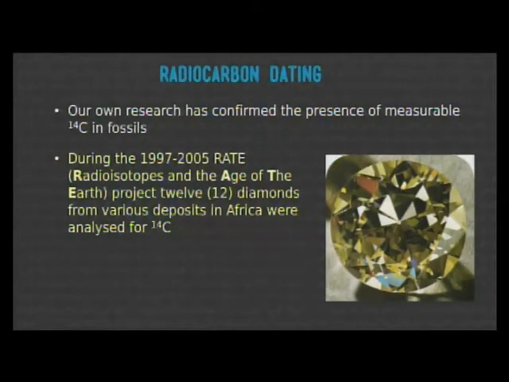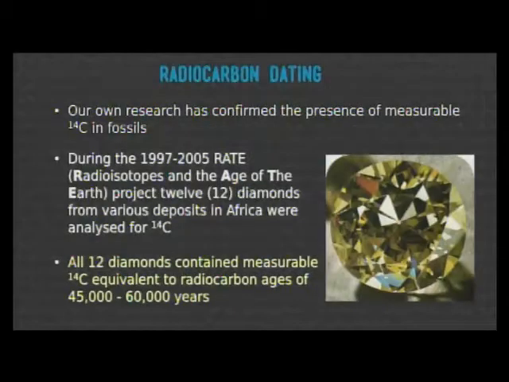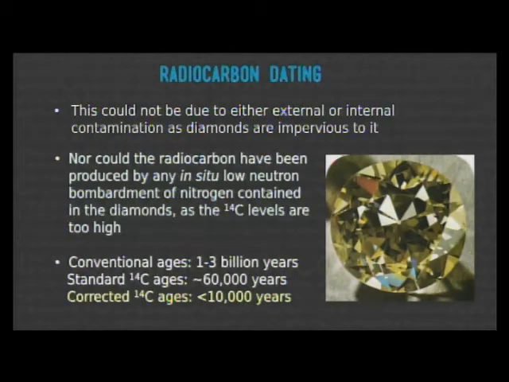We applied for samples of diamonds from Africa through the University of Glasgow, Scotland, and we sent these 12 samples of diamonds off to the lab for radiocarbon dating. And here's the results. You can see some of them come from hard rock diamond mines, kimberlite mines, and some were from alluvial deposits in various parts of Africa. And we found that all 12 diamonds contained measurable amounts of radiocarbon equivalent to radiocarbon ages between 45,000 and 60,000 years. Now, where did this radiocarbon come from?